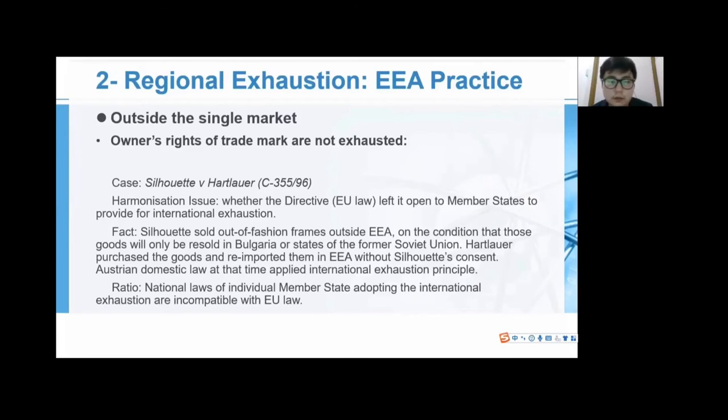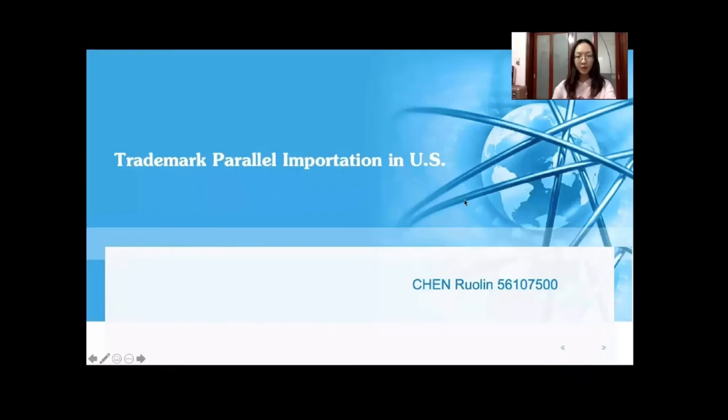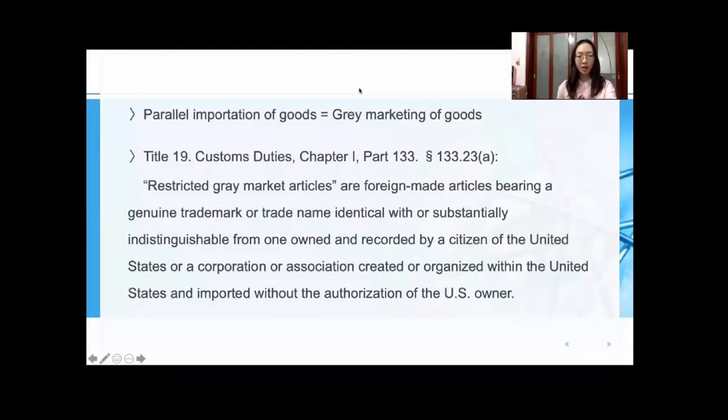Okay, thank you. So that's the end of part two. This part is about trademark parallel importation in the US. In the US, parallel importation of goods is known as the gray marketing of goods.